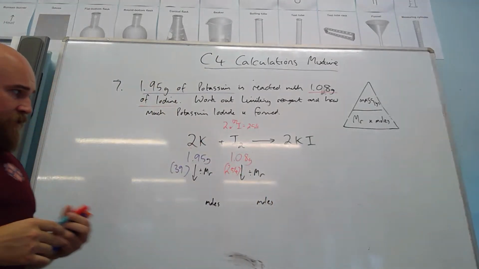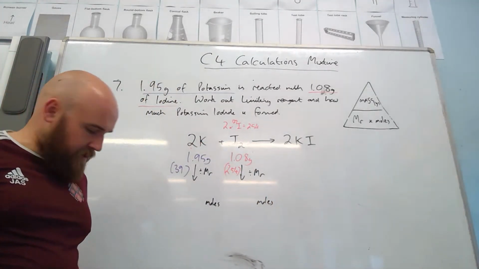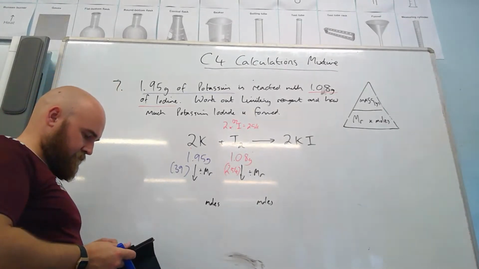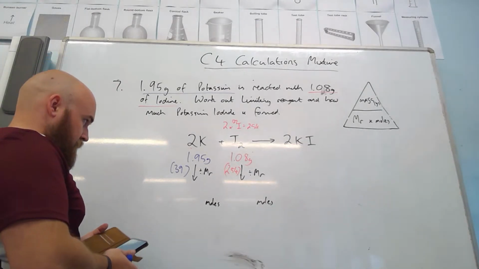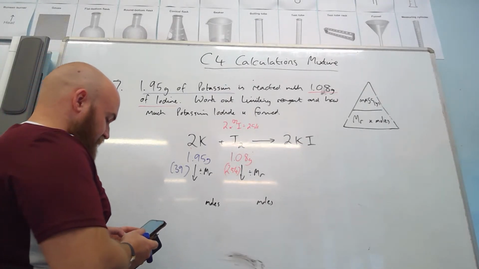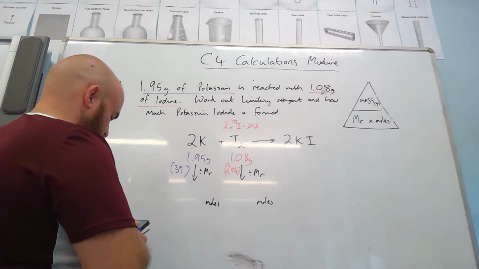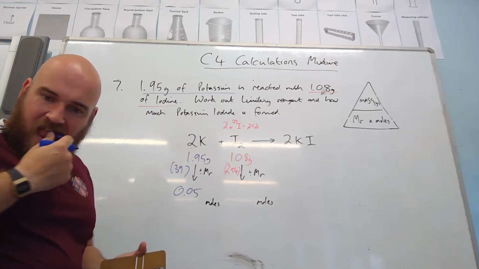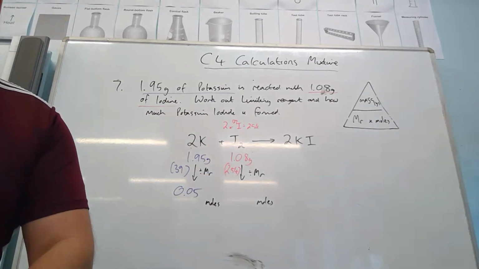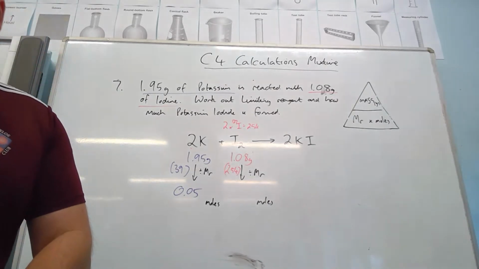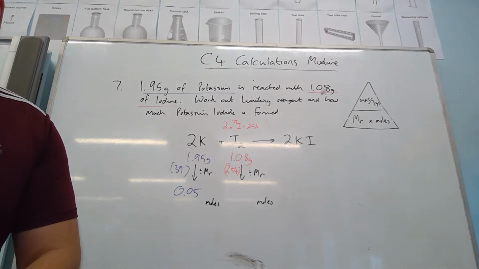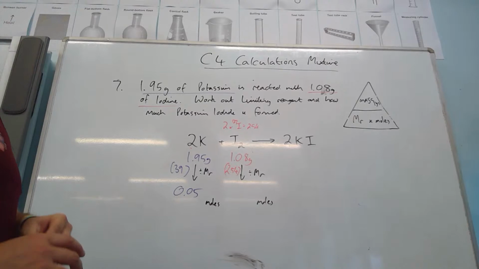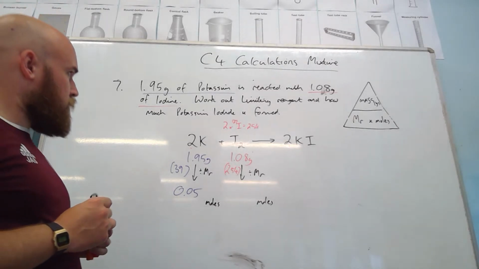So I've got my calculations there. I'll now perform those, and then we'll work out the limiting reagent. So 1.95 divided by 39 is 0.05. Okay. And let's work out our red number, which is 1.08 divided by 254 is 0.0043.